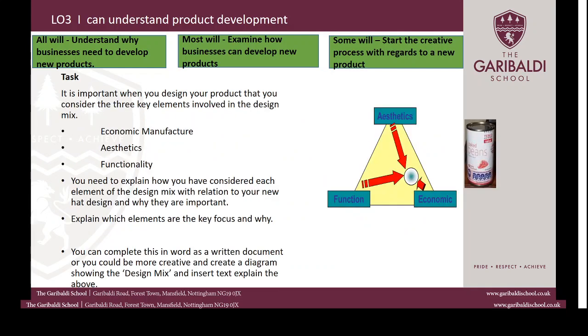Now, this week's task is all about the design mix. It's important when you design your products that you consider these three key elements in the design mix. So you need to consider economic manufacture. How much is it going to cost you to manufacture your hat? You do not need to be specific at this point with prices, but you need to explain that you are considering how much it is going to cost to manufacture the hat, bearing in mind how much you are likely to be able to sell it for.